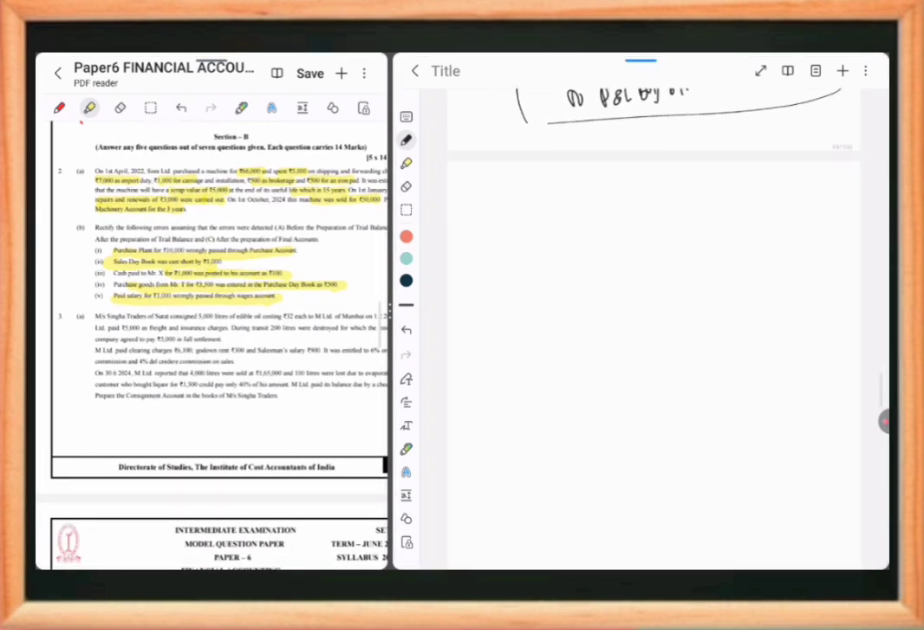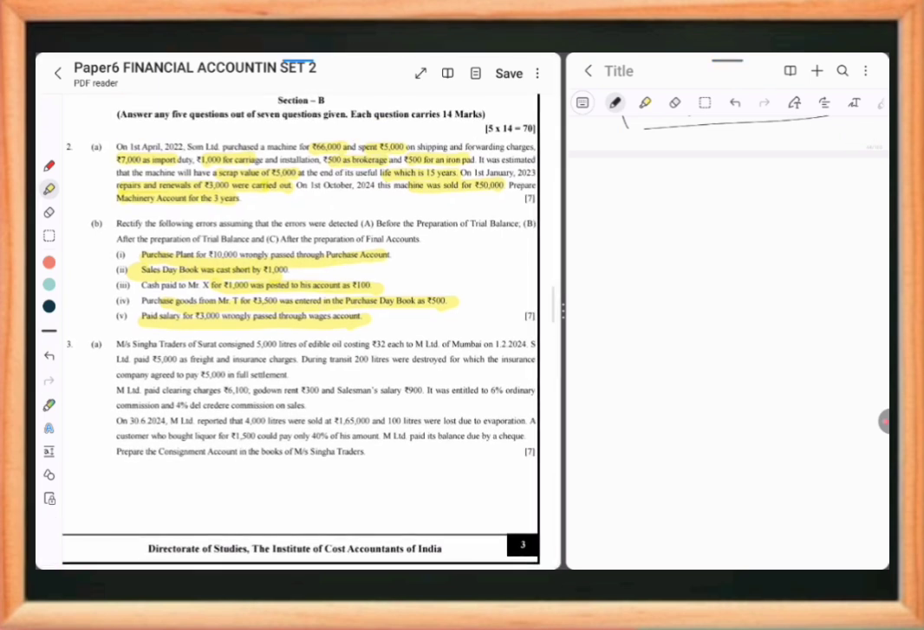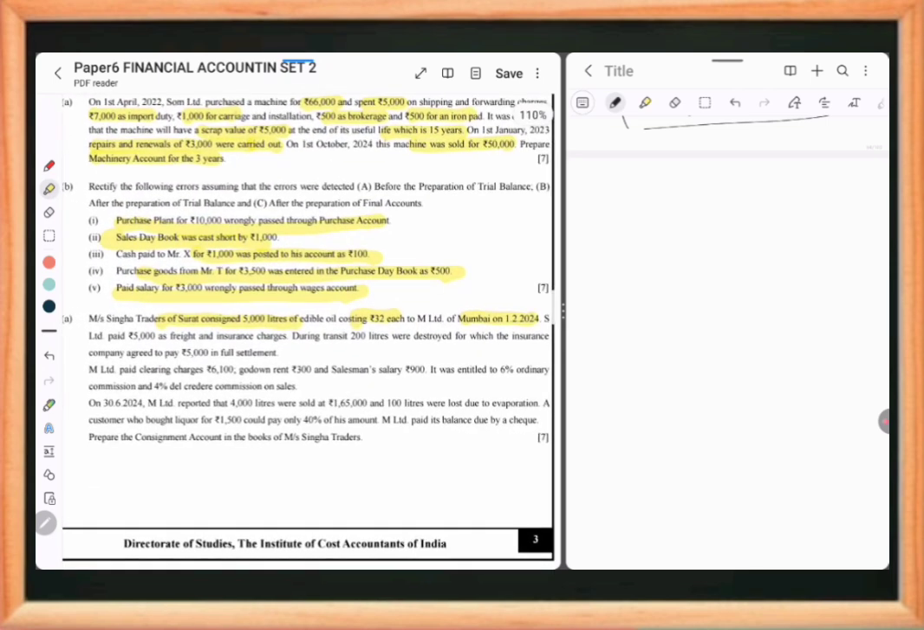And then next, it is based on consignment goods. Consignment. Singha Traders of Surat consigned 5,000 liters of edible oil costing 32 rupees to M Limited of Mumbai. On 1/2/2024, he paid 5,000 rupees. Actually, the consignor paid. If the consignor paid, consignment account debit to bank. So it is for freight and insurance.